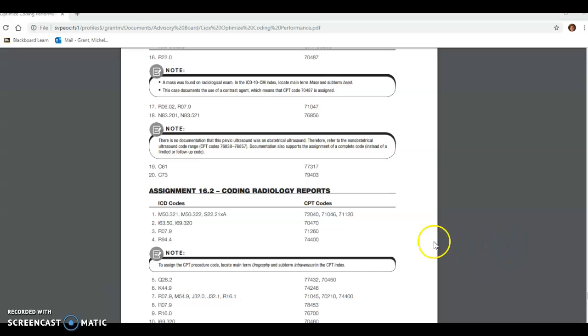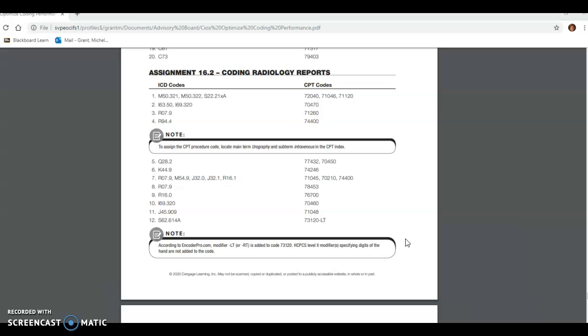I'm going to scoot to assignment 16.2. These are a little bit longer here for 16.2. If I look at number 1, basically it's telling us we have an x-ray of the cervical spine, we have a chest x-ray and sternum x-ray. So I need all 3 for number 1.